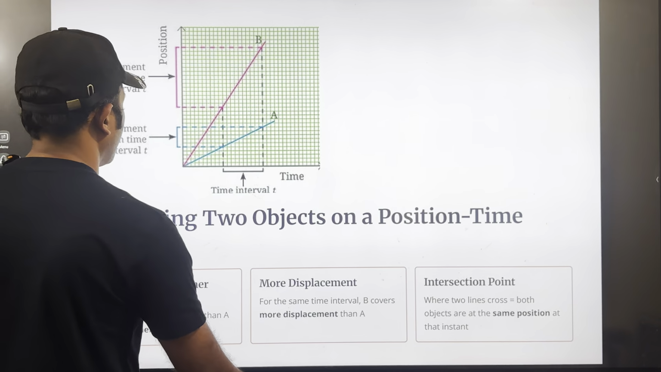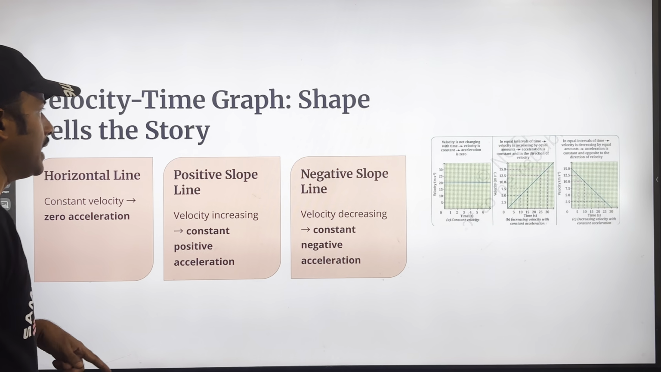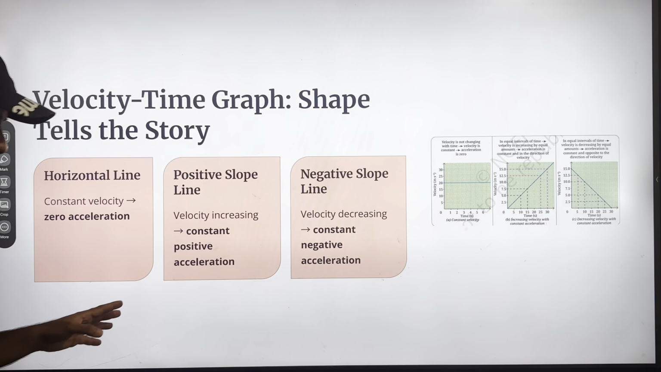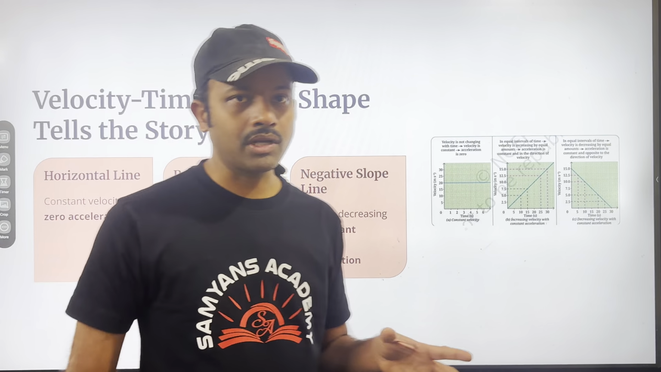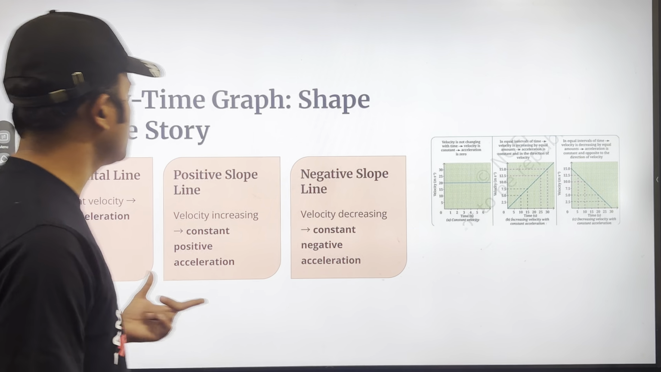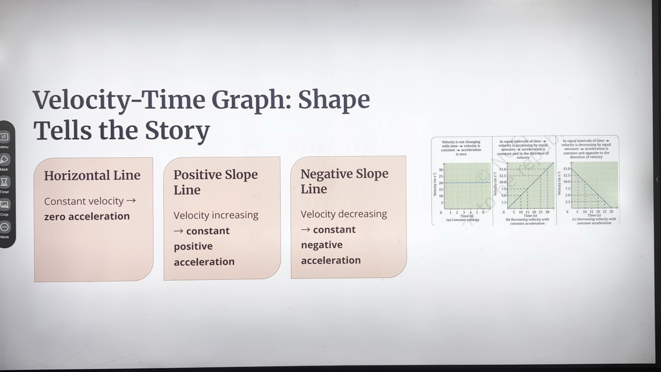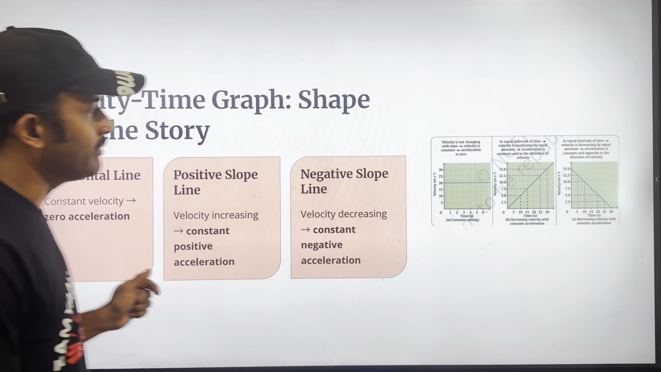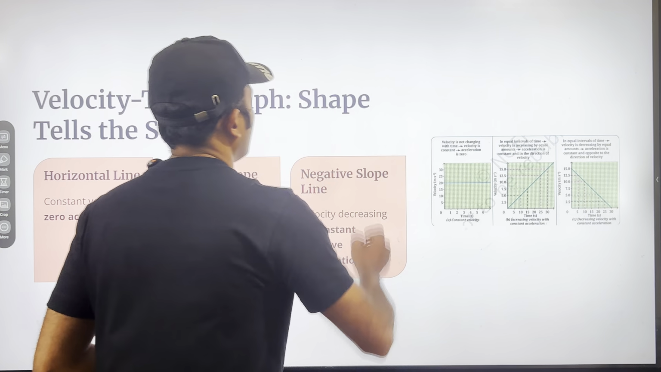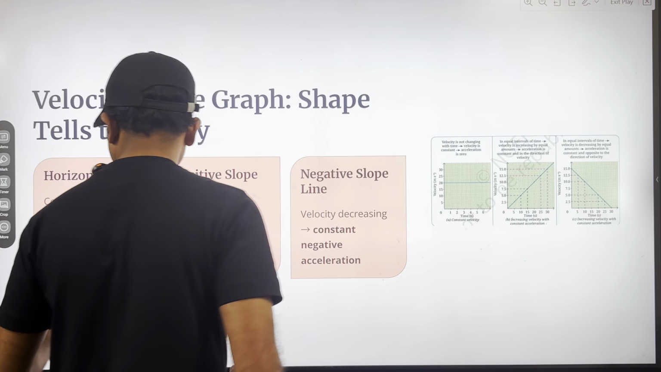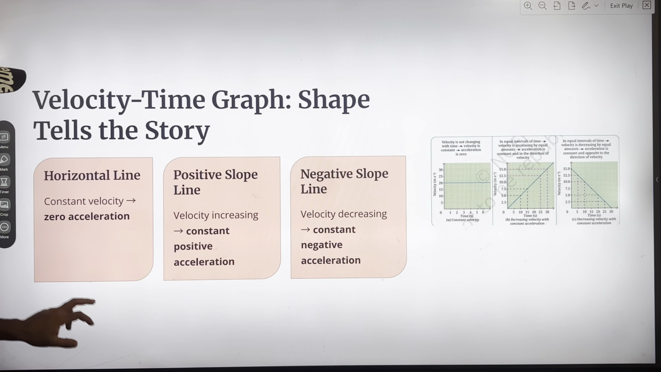Now, move on to the next one. Velocity time graph. Just now we have discussed the position time graph. Now we are going to discuss the velocity time graph. Shape tells the story. Horizontal line. Suppose, for example, here we have the two graphs, right? Velocity we are taking on the axis. Let us take one example here.